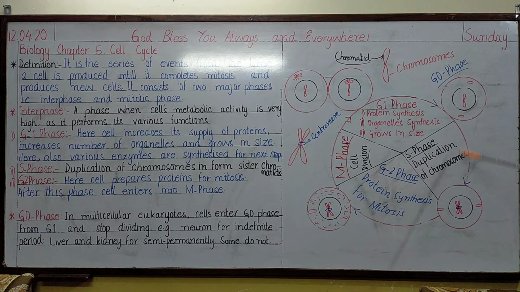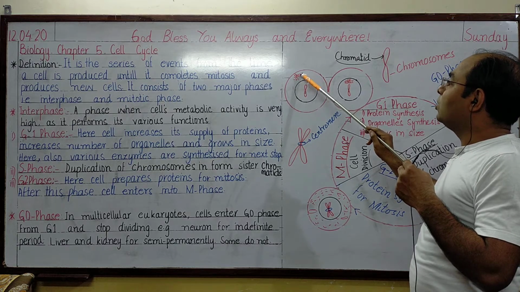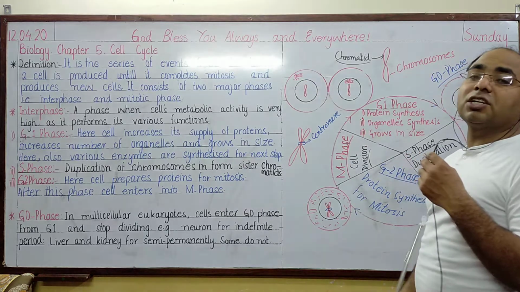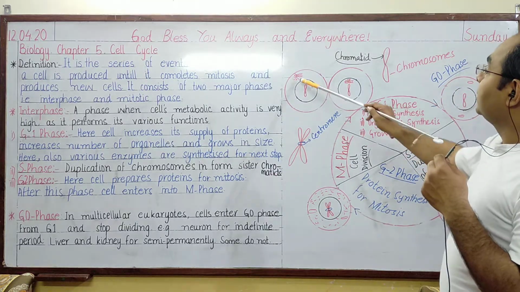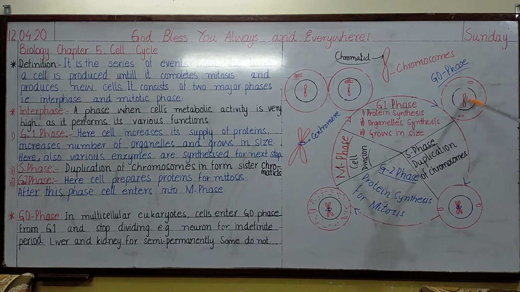I told you the number of chromosomes. This is the chromosome. This is the cell. This is the nucleus. Now here you see an organelle that is called the centrosome. Its parts are called centrioles. Now this is a single one, but at some stage they are duplicated as well.